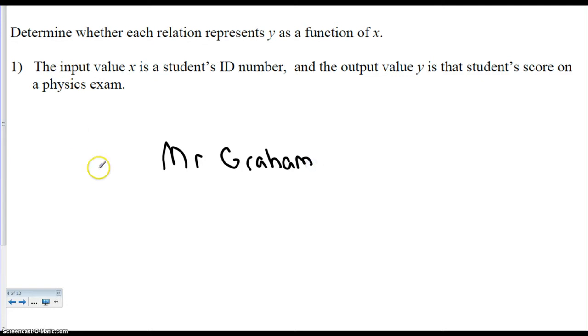Oh, this is on a physics exam. Mr. Moyer would be upset at me. Sorry.